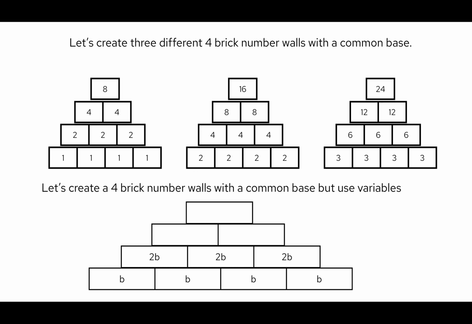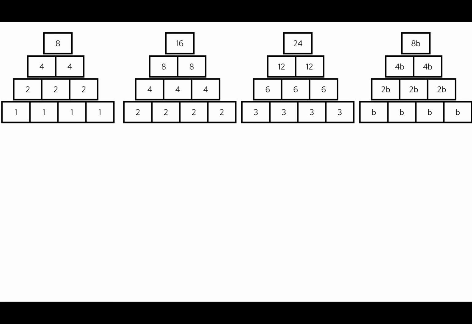Now to get the third row, we say 2B plus 2B, 2B plus 2B, and that would be the coefficients 2 plus 2 is 4, so 4B and 4B. And then for the top, 4B plus 4B is 8B. All right, so here are our 4 number walls, the first 3 using numbers, and then the last one using our variables.